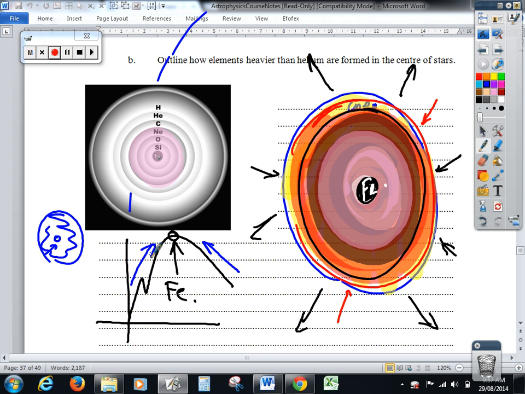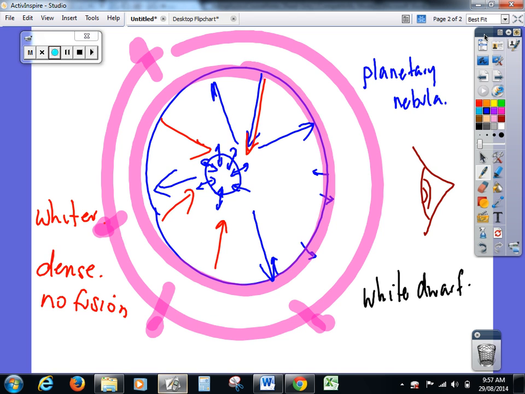Once iron is formed, iron cannot be done anything with. Iron is the death of the star. Iron cannot do anything. So what happens? There is a sudden nothing going on. Iron cannot fuse, so fusion suddenly stops. What happens now is catastrophic.